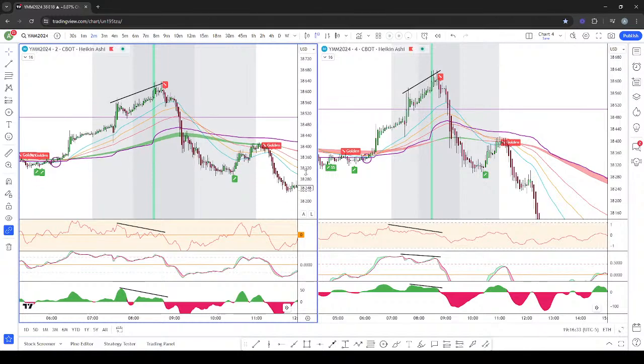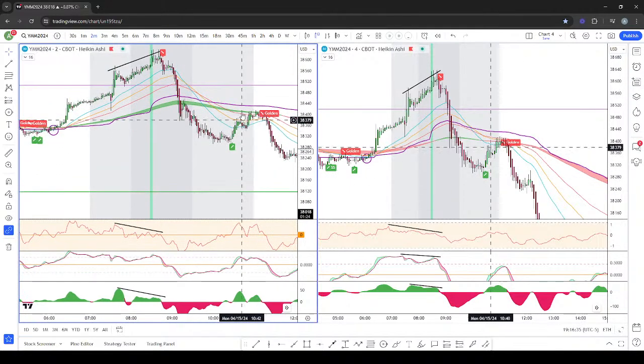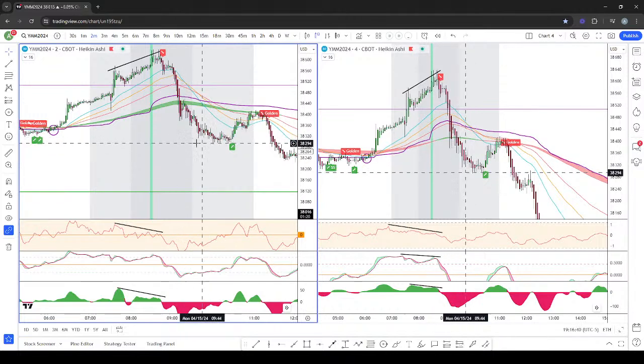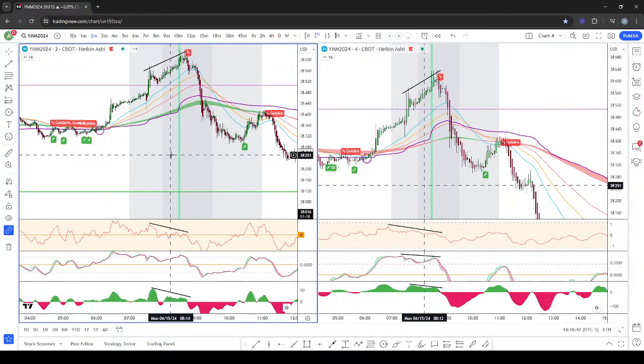Whether you're trading to the next pivot point, I like to draw in midlines in here because these also make great support and resistance.